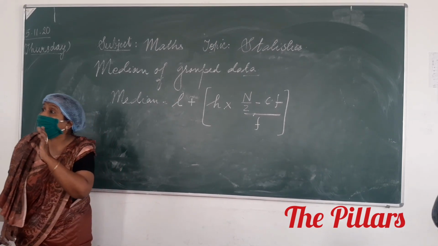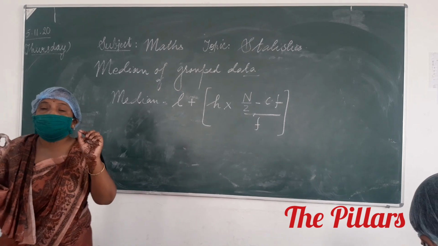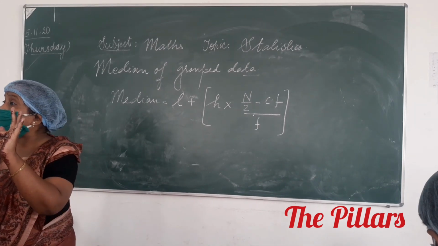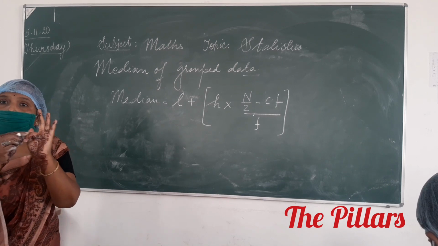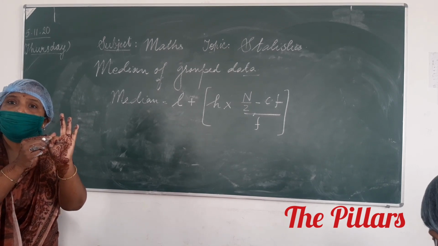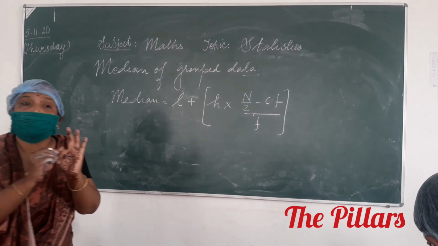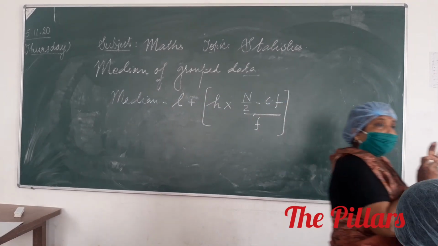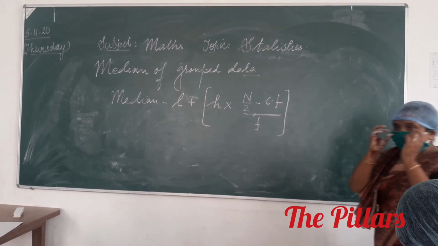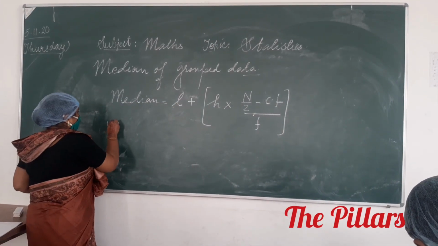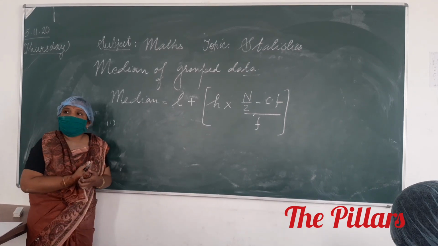What are the steps of working? Number 1, find out the median class. What is the first step? Find out the median class. You can also write down somewhere the steps of working. Number 1, find out the median class.